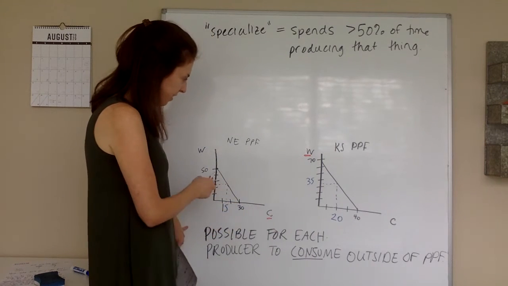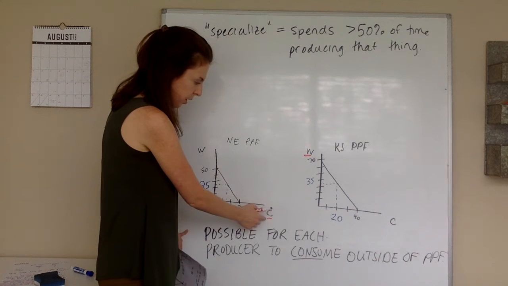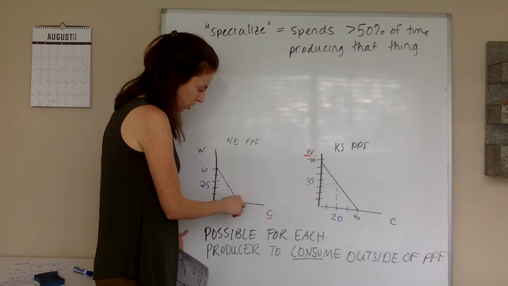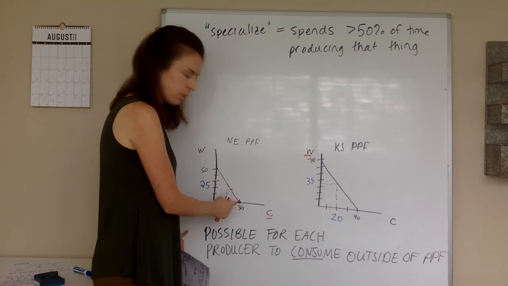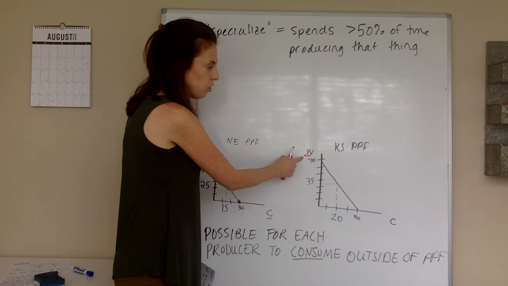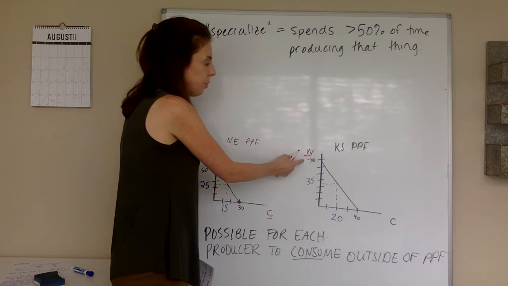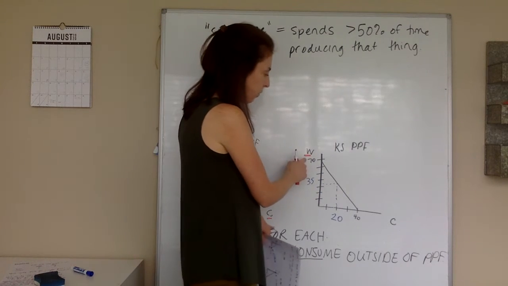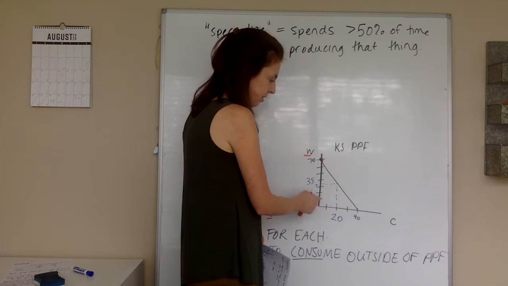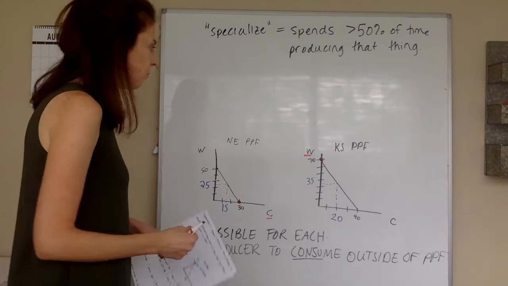If that's the case, then Nebraska, since they have the comparative advantage in corn, would choose to produce right there. They would choose to produce 30 units of corn and no wheat. Kansas, if they chose to really specialize in wheat production, would spend all their time making wheat. They would get 70 units of wheat and 0 units of corn.